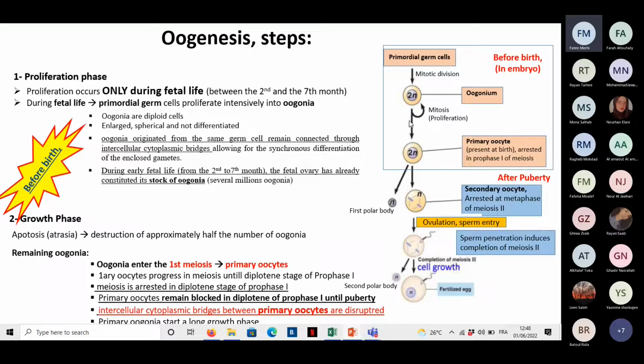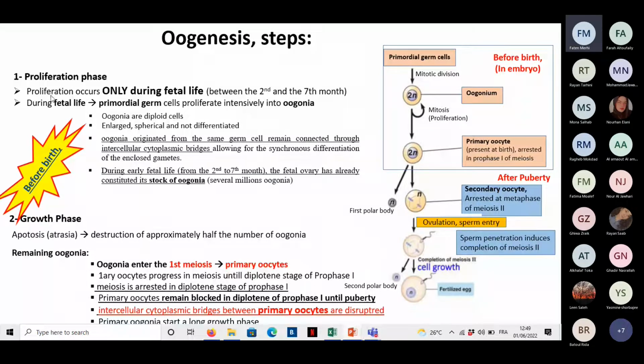So during the proliferation phase, we only have the primordial germ cells which divide to give oogonia, and the oogonia that will divide by mitosis and generate a stock of oogonia. This will happen during the proliferation phase before birth. Also, the growth phase occurs entirely before birth. So those two phases, the proliferation and the growth phase, occur before birth.